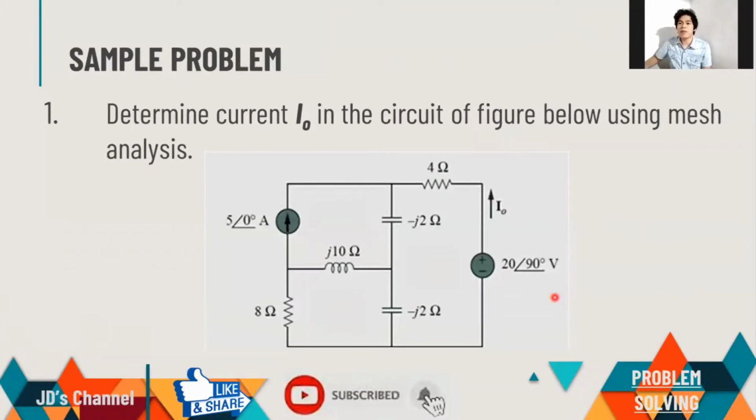So, sample problem number 1. Okay, determine the current I sub O in the circuit of the figure below using mesh analysis. Okay, so may pamilyar, saan kaya ito papatak. Okay, and then ito yung ating I sub O, ito yung flow niya, and okay, let's proceed na sa ating solution.